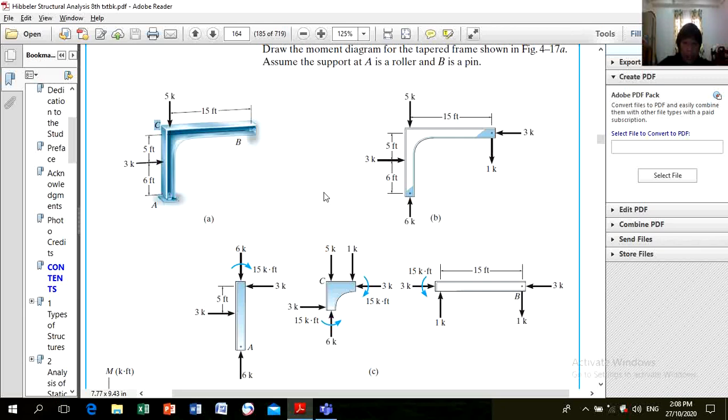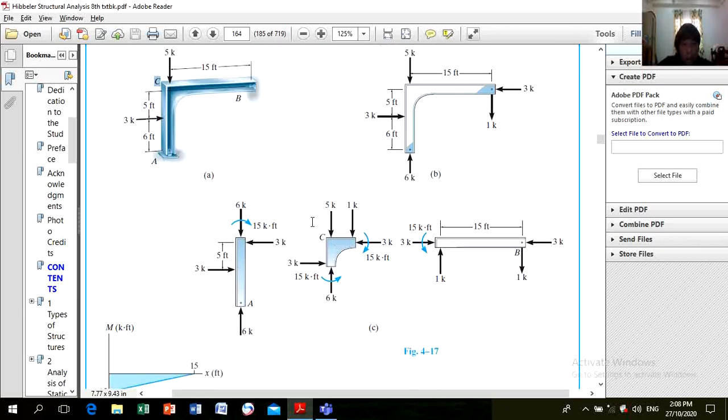Now to draw the diagram, you need to isolate, or cut it by member. So from member A to C, you can assume any point just near point C, cut. Then the same is true with CB, cut. When you cut this one, you have 6, you have 3. Of course, this is a fixed connection, so you have a moment. You have the summation of forces along X, 3, and 6.